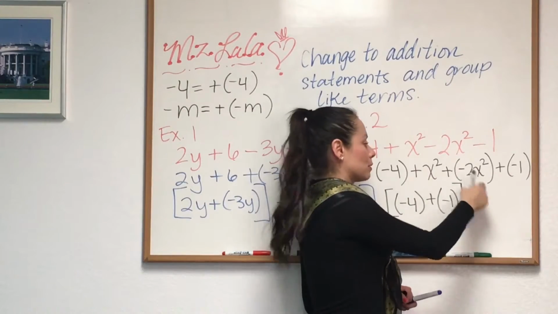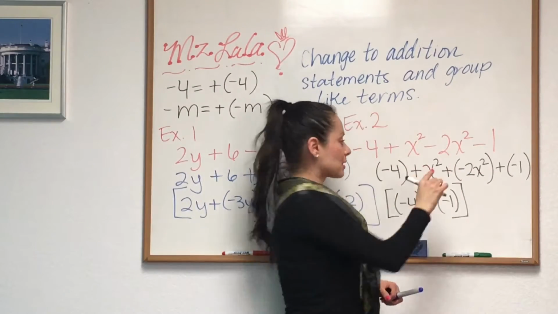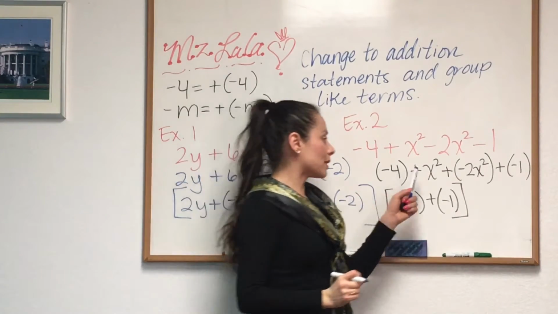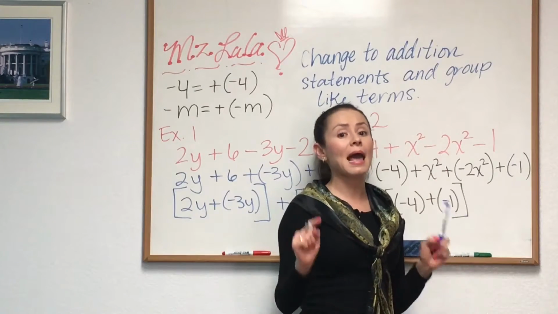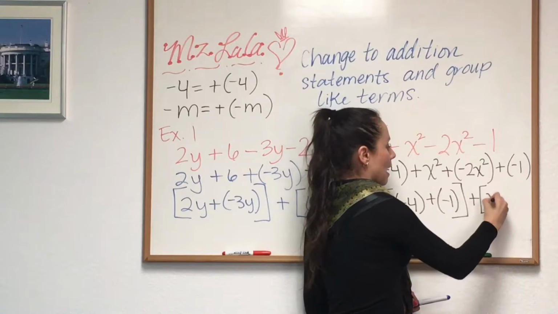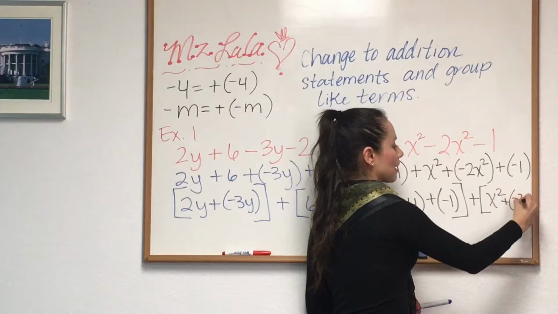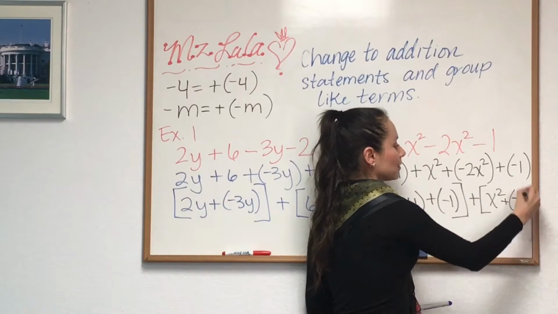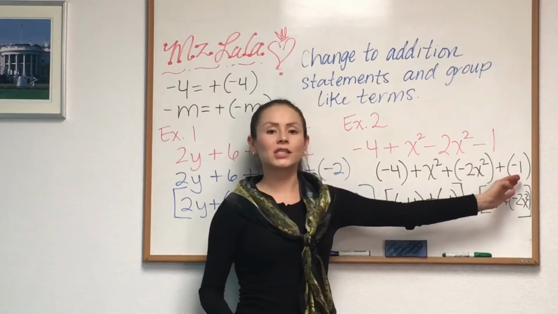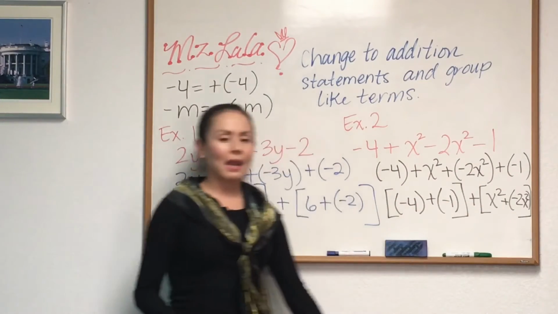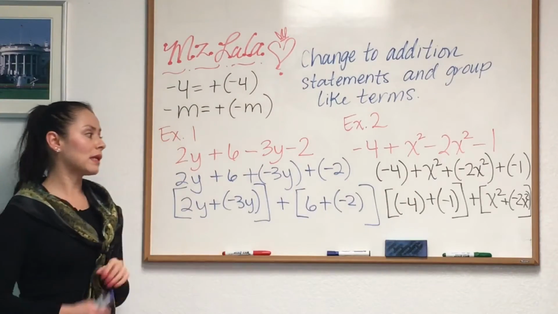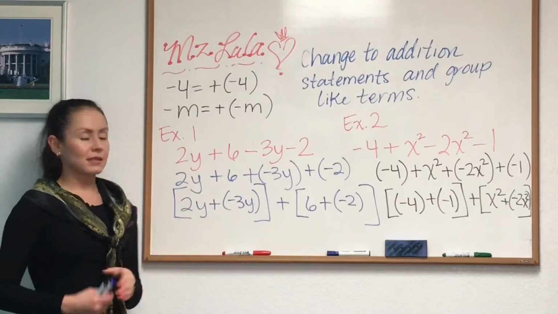Now these are like terms because it's the same variable x and the same exponent. Remember, for adding and subtracting, for you to be able to combine, they need to be the same variable and the same exponent. So therefore, I can do plus, let's group, x squared plus negative 2x squared. And there it is, our addition statement and grouping now like terms. And it doesn't say evaluate, it doesn't say to solve. So we don't solve, we leave them as is right here.